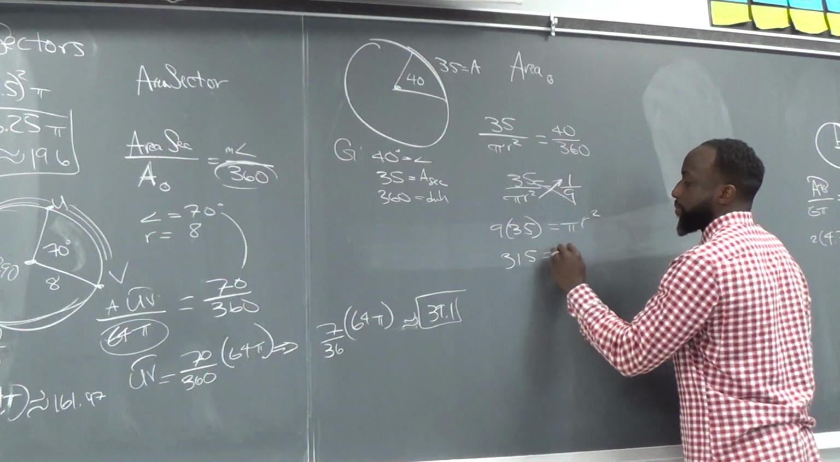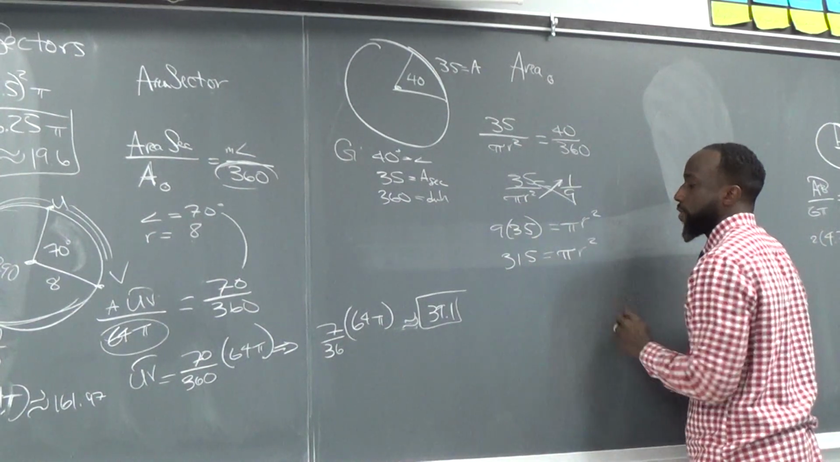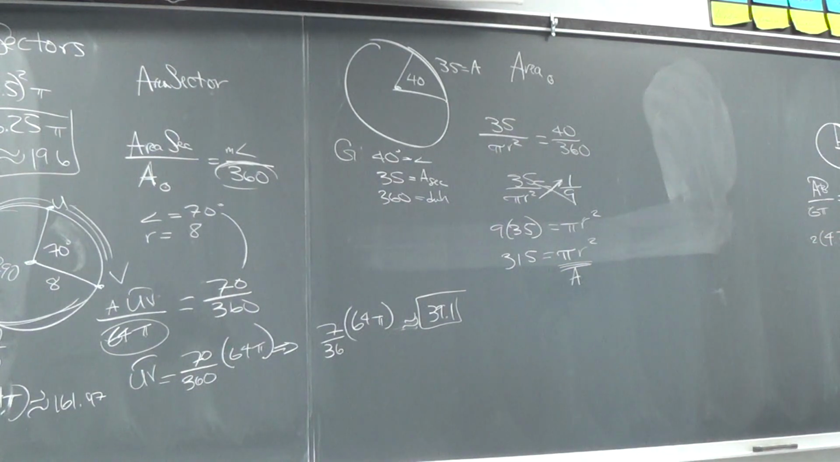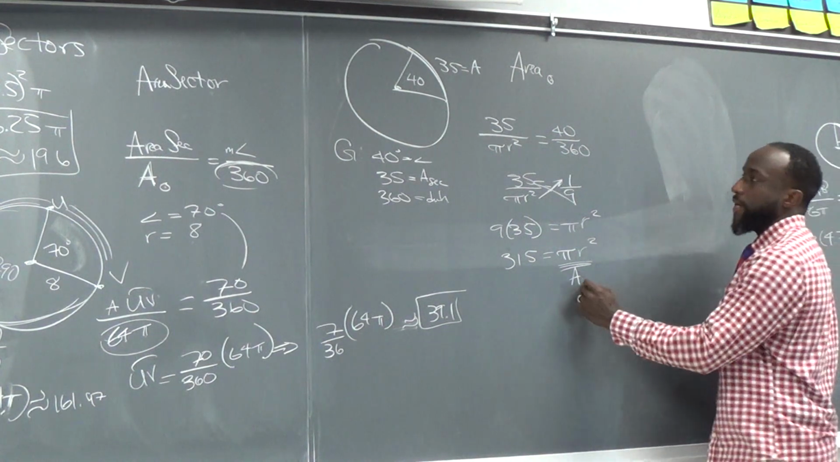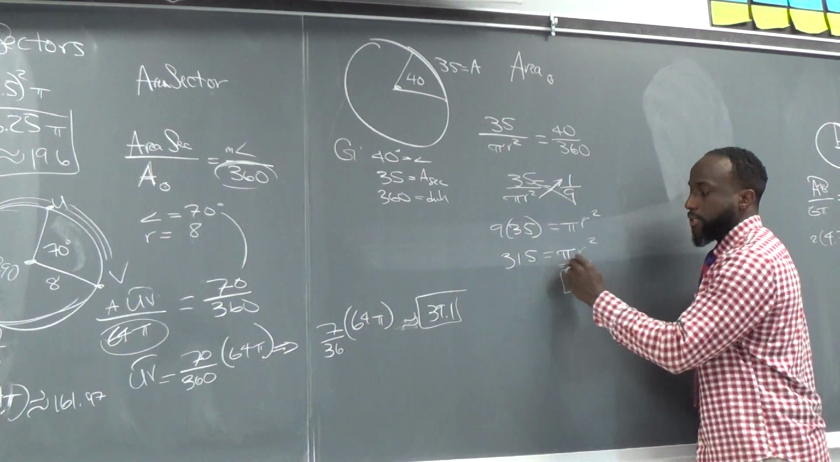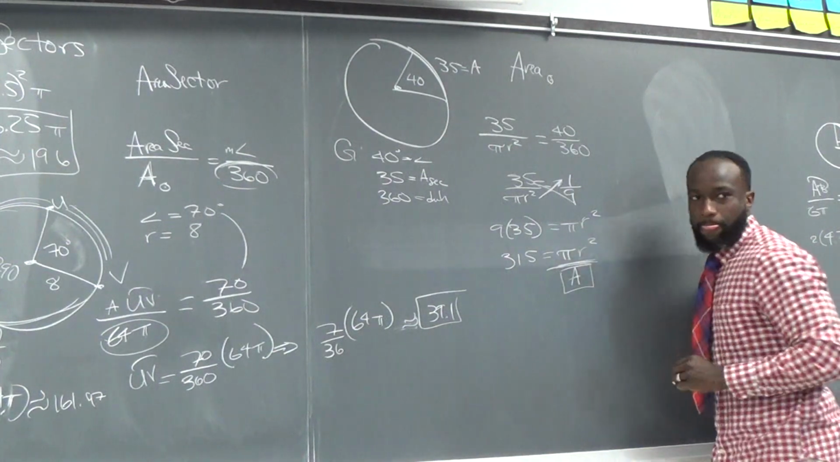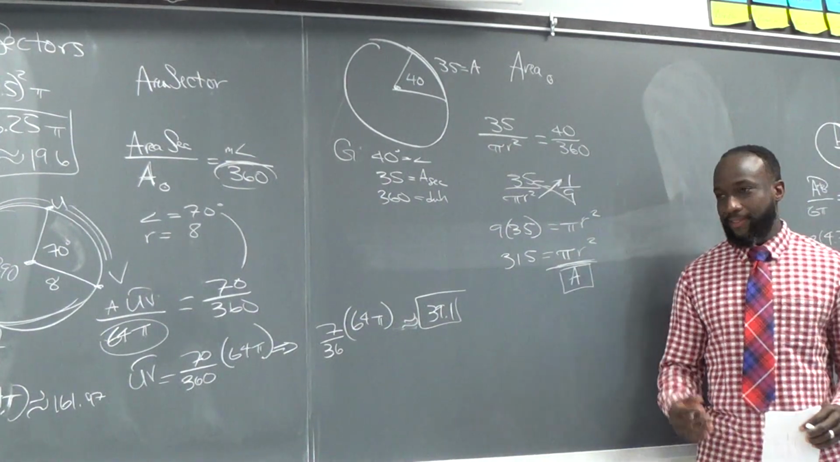315 equals pi r squared. Pi r squared is the area. You don't divide by r or by pi, you can just keep it like this, because we're just trying to find the area. Pi r squared is the area of a circle. Okay?